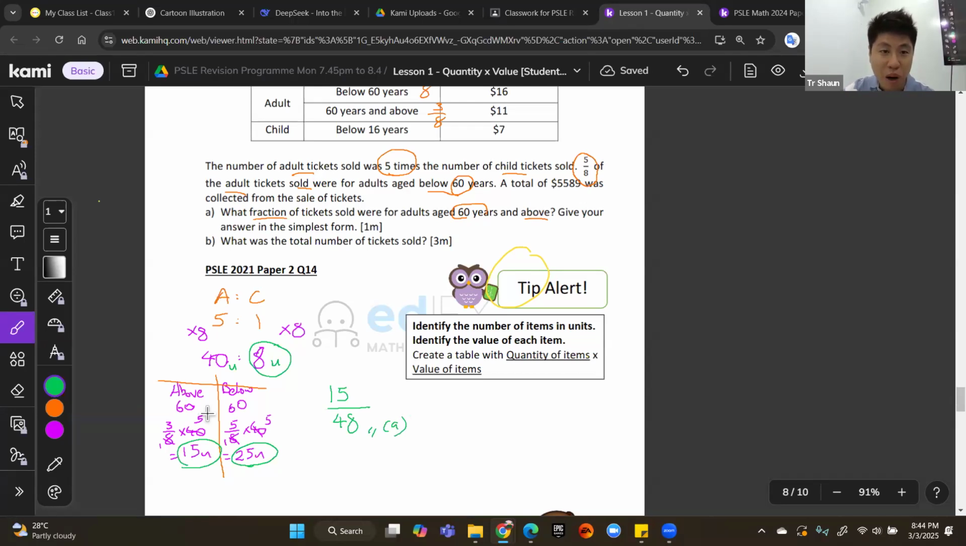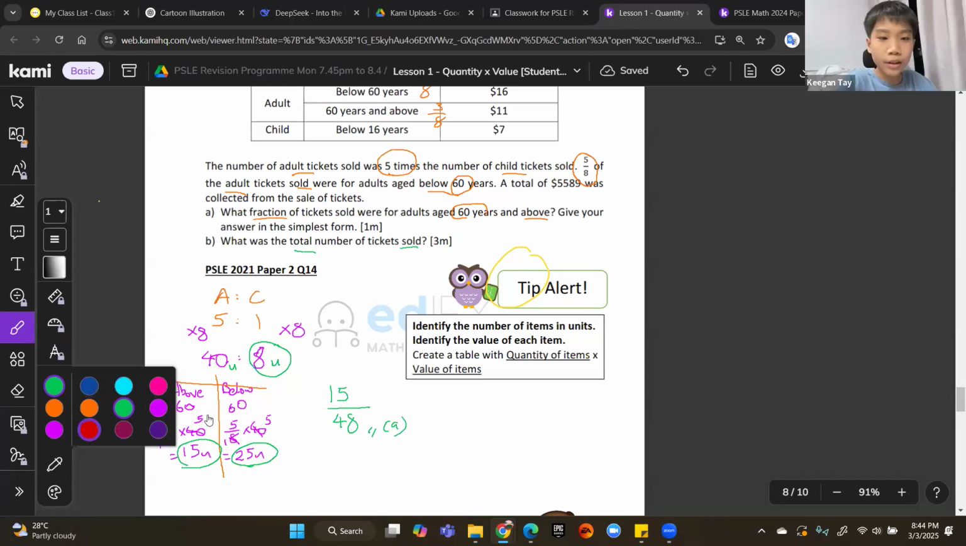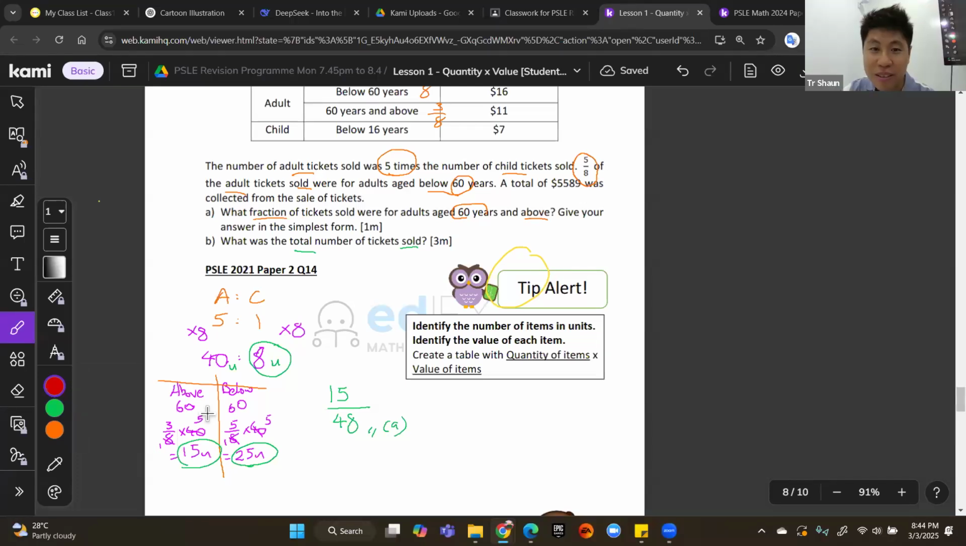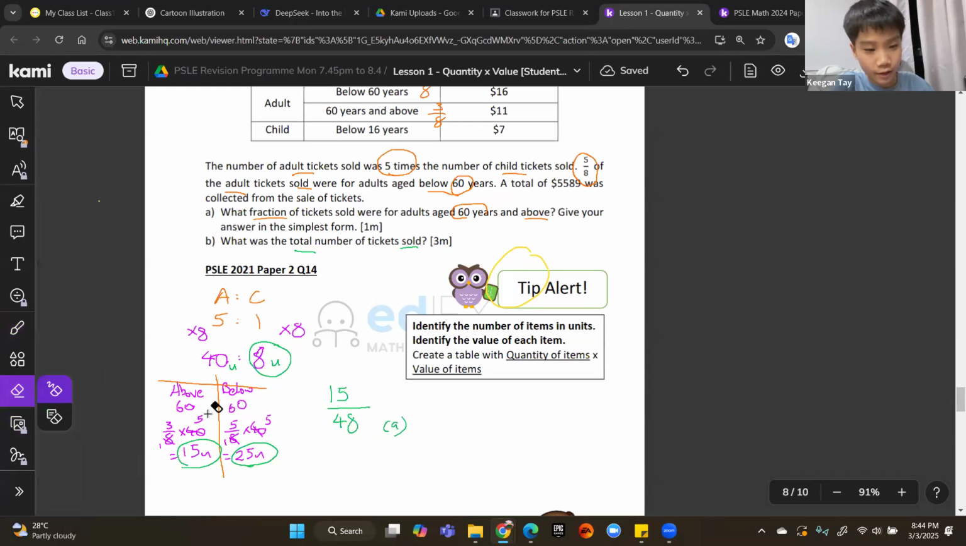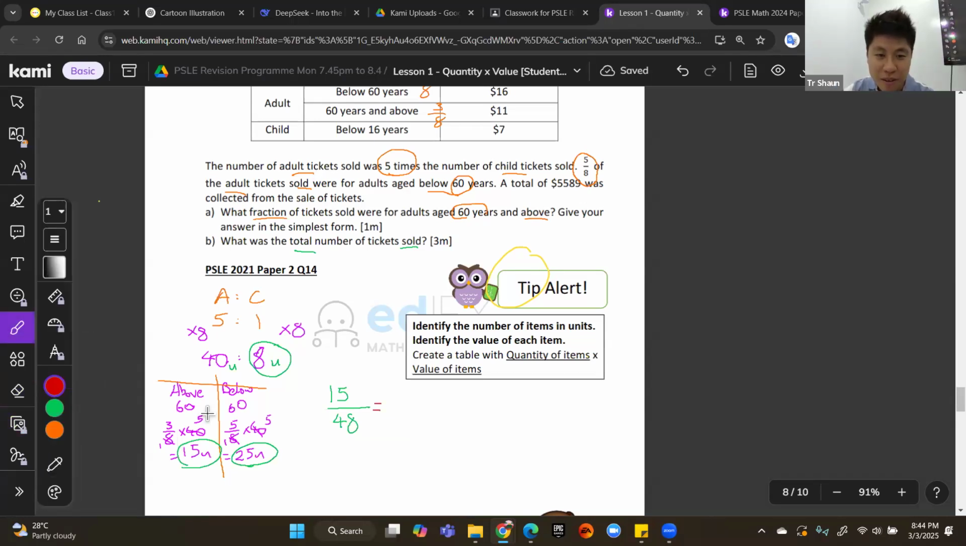Now comes the big part. They want the total number of tickets sold and it's 3 marks. Is there some very important thing in the question that I did not circle? It says answer in simplest form. Oh, did I put simplest form? Yes, let's put it in simplest form. No simplest form, no marks. Alright, so 5 over 16.